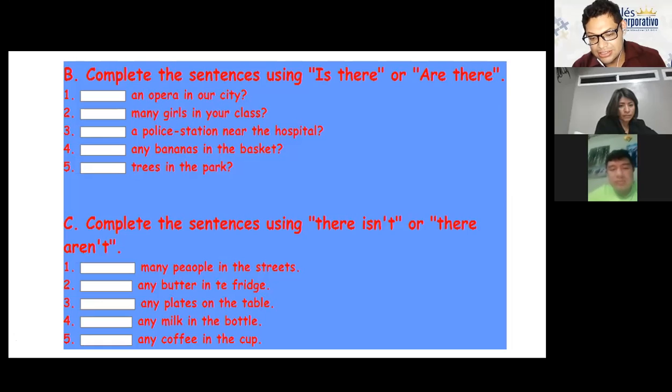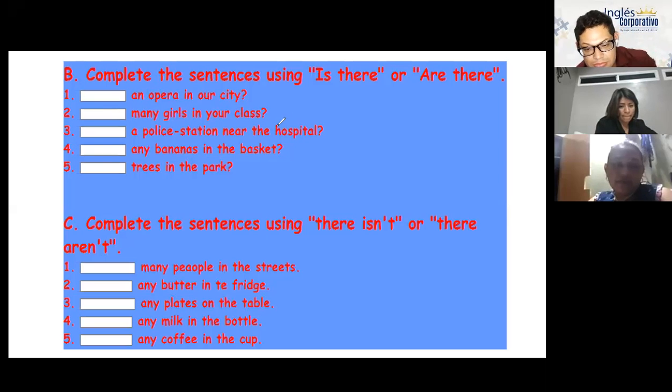Yes, look at that. La número tres: is there a police station near the hospital? Decimos que es is there porque es singular. Y la número cuatro: are there any bananas in the basket?